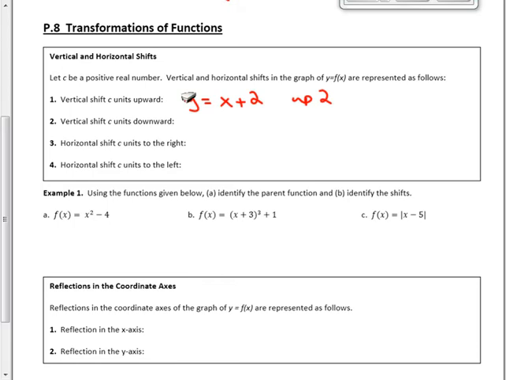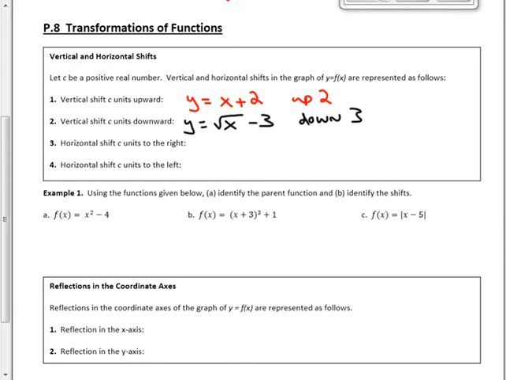The next one, let's do a square root. So I get y equals the square root of x. That's my parent function. And if I want to move it downward, let's say that I want to move it down 3, I just put minus 3 on the outside of the square root. Okay, so this is going to go down 3.